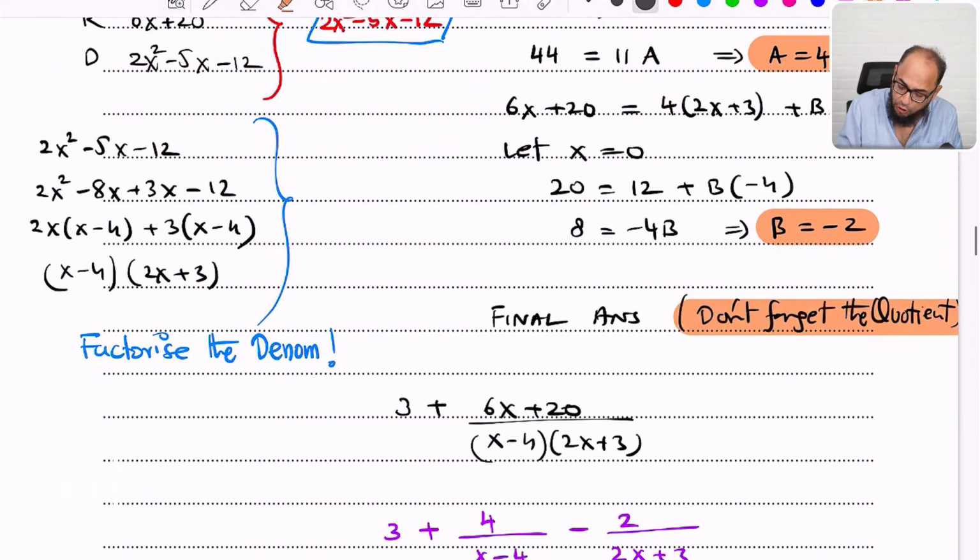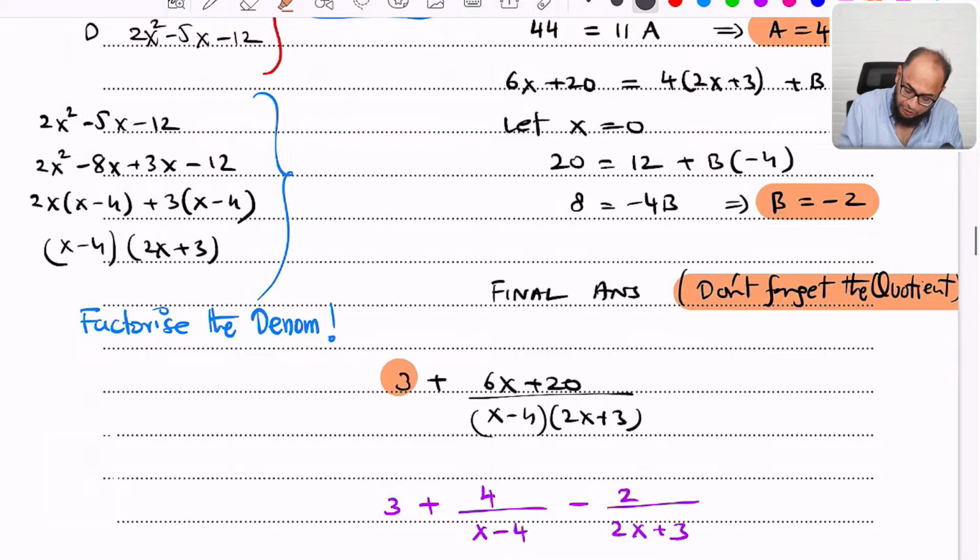The final answer, don't forget the quotient. So this is the quotient, and this is the quotient right over here. That is A, that is B. The minus sign is right over here. So that was a basic question of this thing, that is partial fraction. So I think it's all good, all clear.